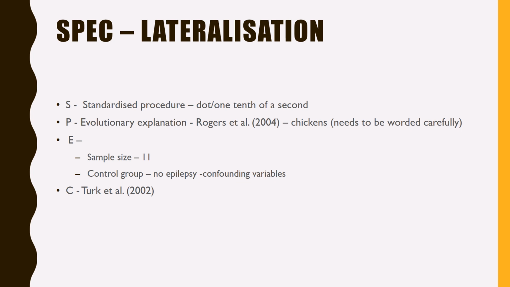Evaluation of methodology, so problems with the method. There was a small sample size, the control group was a problem as well. You could talk about those as individual points. So if you don't like the practical applications one, you could talk about sample size as being one problem and the control group and confounding variables being a second problem, the standardised procedure being a strength. And another problem is that there's a contrasting alternative.